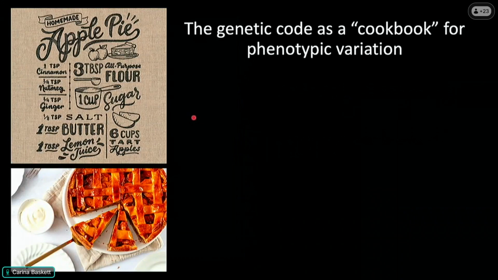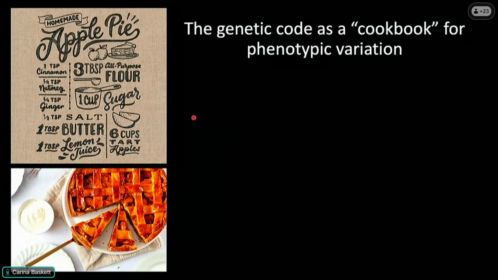If we think about the genetic code, about DNA, you can say it's basically a cookbook for phenotypic variation. There are many different ways of looking at it, and this makes it complex, but also very interesting. And which of these aspects of the recipe are most critical? That is one of the key questions that we want to solve.